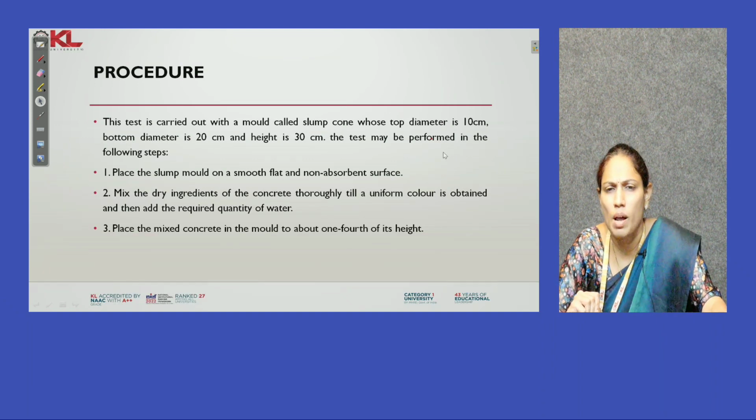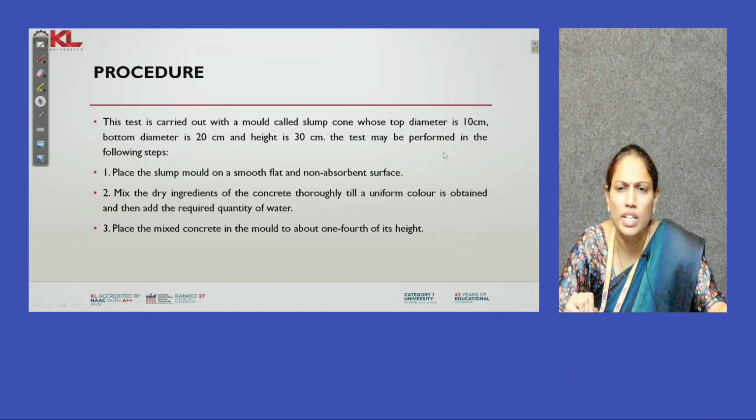So what is the procedure we can follow for the workability test? This test is carried out with a mold called the slump cone. Its top diameter is 10 centimeters, bottom diameter is 20 centimeters. So the bottom diameter is more than the top one. The height is 30 centimeters. The test may be performed in the following steps.